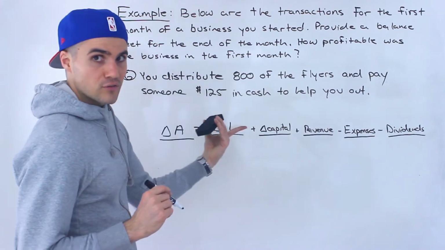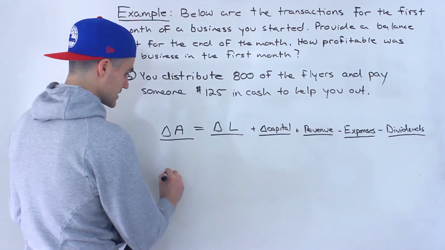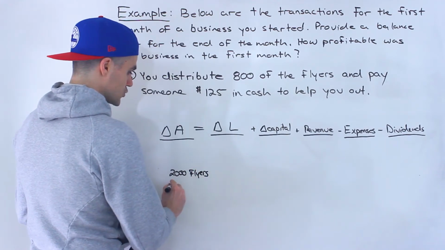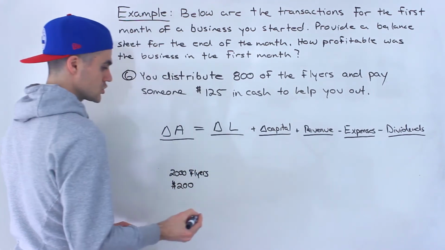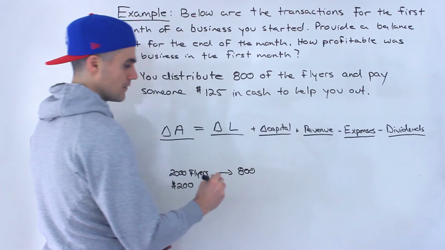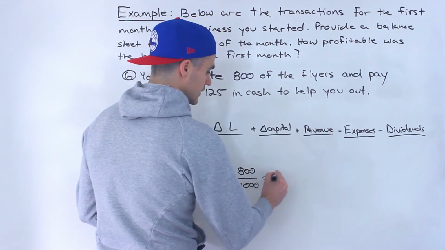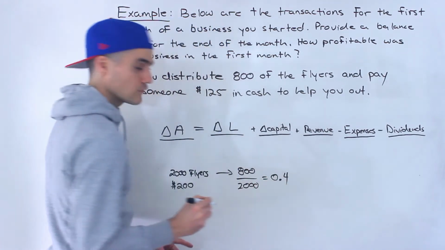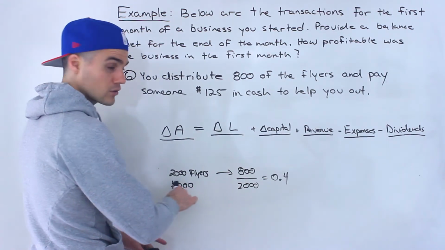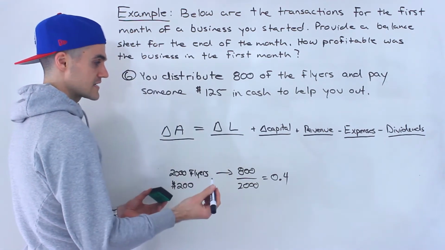You distribute 800 of the flyers. Now, how many flyers were there? There were 2,000. So right now, under assets, we have 2,000 flyers for a total of $200. Remember, they're 10 cents each. So if we distribute 800 of them, what percentage of these flyers are we distributing? Well, 800 over 2,000 gives us 0.4, so 40% of the flyers we're distributing. Meaning that 40% of that $200 asset is being used up.